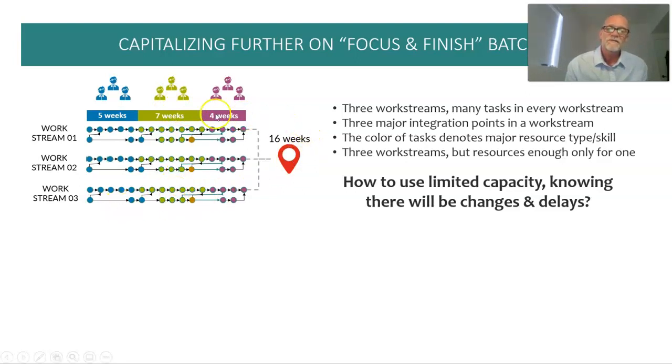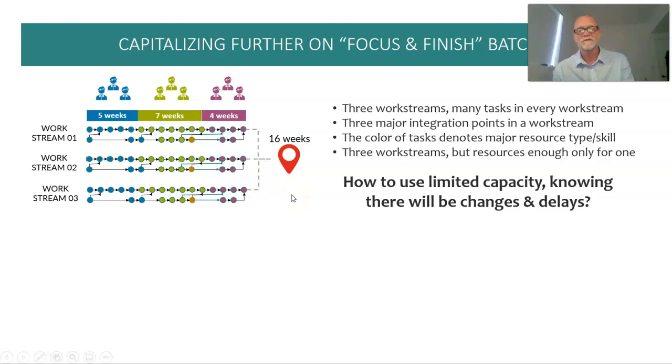In this scenario, I have 3 integration points between the phases. I want to do one before the other. The colors denote a major skill or a type of task difference. 3 work streams. These work streams are all in one single project. And I have enough capacity here, blue capacity, to work 1 work stream in 5 weeks. So this one I can do in 5 weeks, this one in 5 weeks, this one in 5 weeks. So really it's 15 weeks overall. Right, so I have a choice on how to deploy my resource capacity.